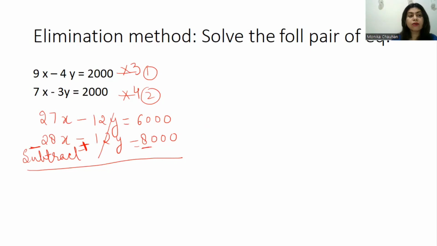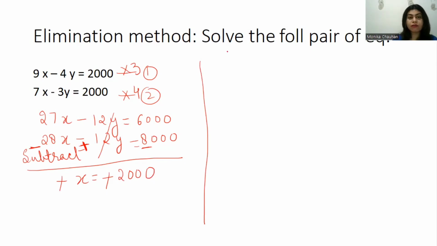Okay, now I got 27x minus 28x, and this gives me minus x is equal to 6 minus 8. I will get minus 2, and that will give me the value of x is 2, right? So this is my second step. In the second step, I will get the value of one variable. It could be x or y, I got x. Now I need to know y as well.